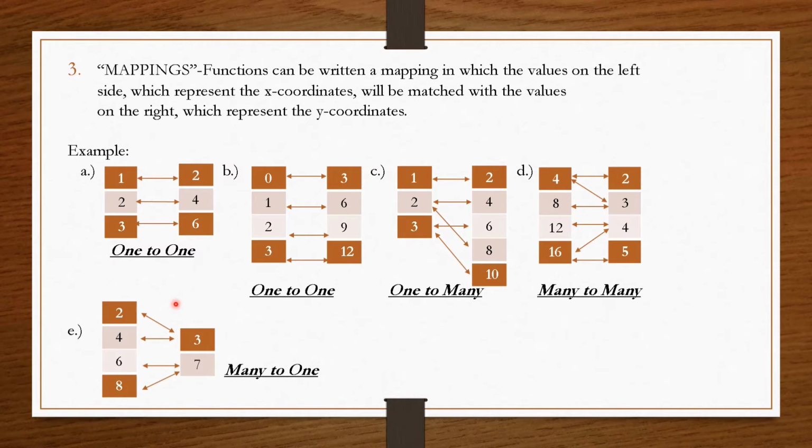In our last example, we have (2,3), (4,3), (6,7), (8,7). There's many here into one, then it's many-to-one, and all many-to-one are functions. Remember, only one-to-one and many-to-one can be considered as functions.